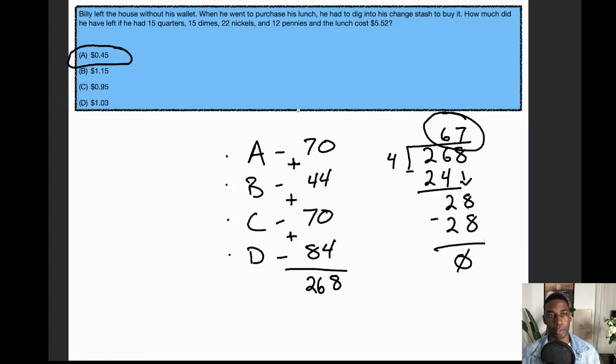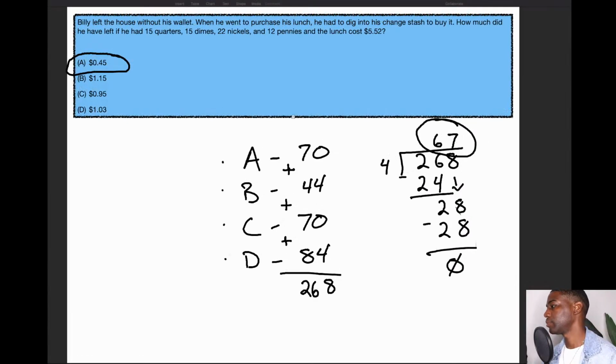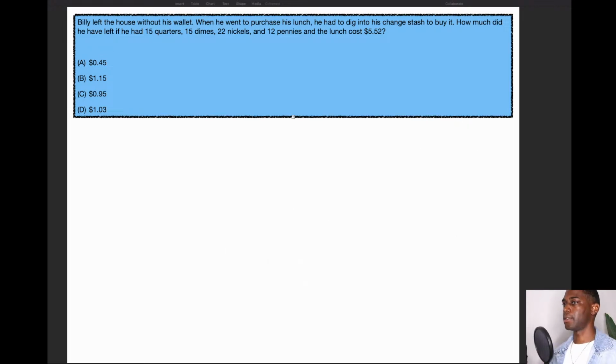Let me see if y'all can figure this one out. I'm going to give y'all 15 seconds more, and then we're about to solve it together as a team. Let me see what y'all got for me. All right, let's jump into it. Oh, my bad. Let me clear this. I'm over here tripping.